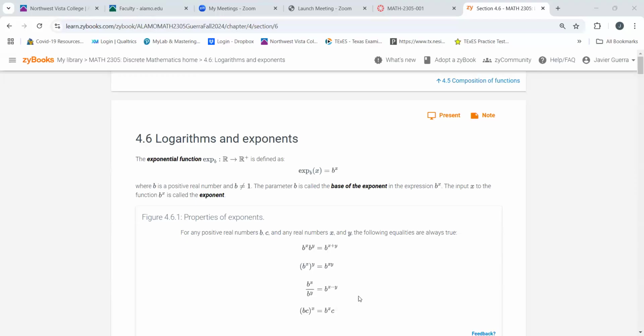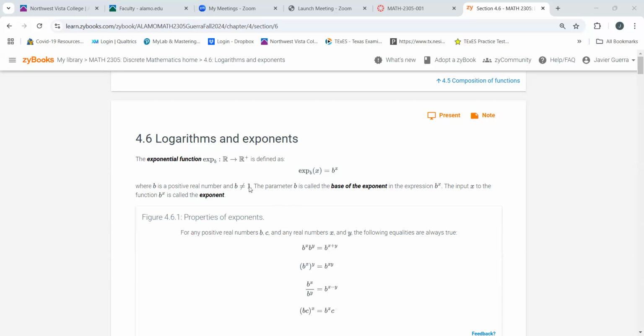Okay, today we're going to cover logarithms and exponents. So this is the last section of functions. So we start with the exponential function. So it's written kind of different, weird. I've never seen this type of way of expressing an exponential, but let's go through it.